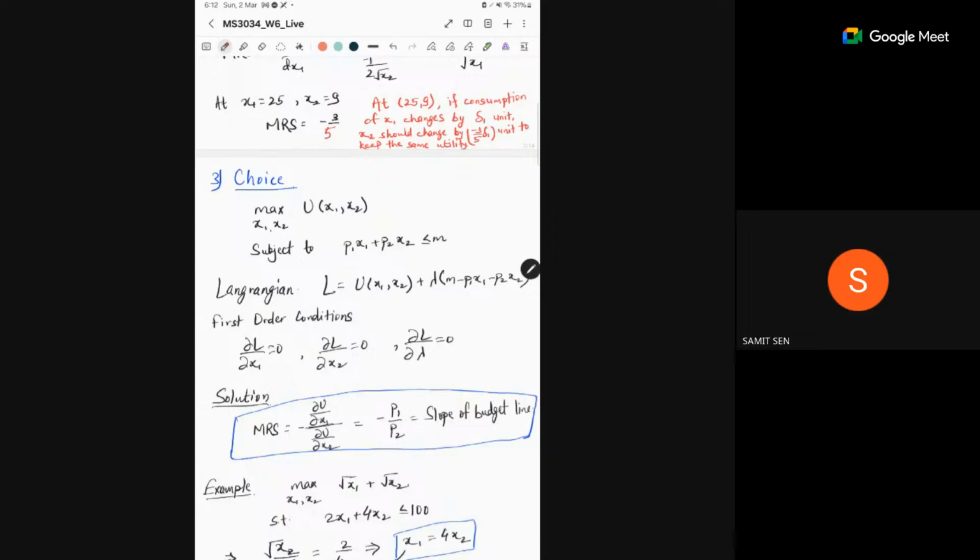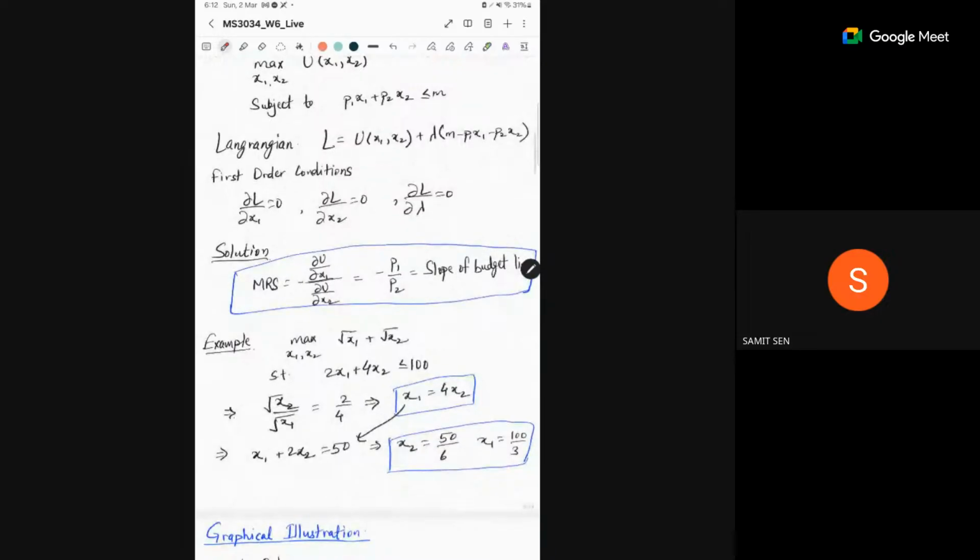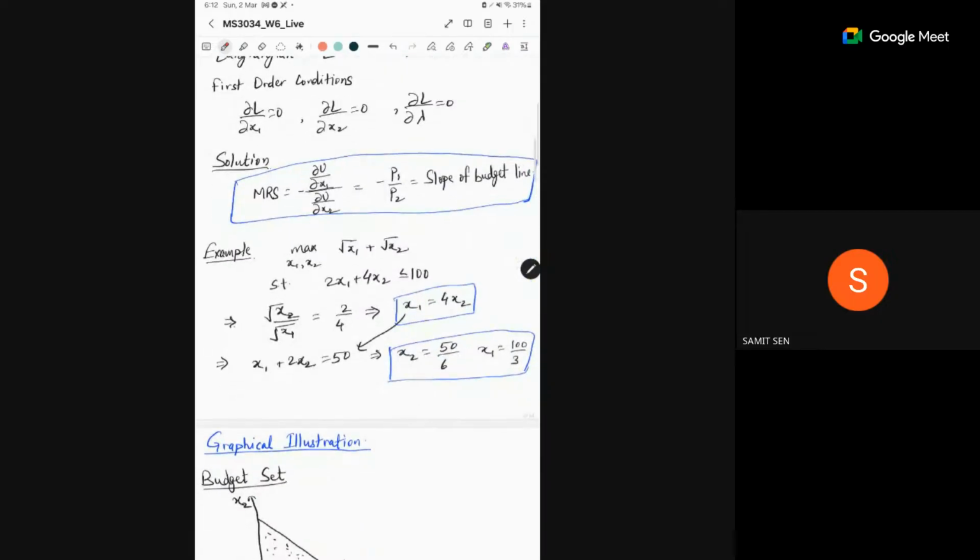We can use the Lagrangian method there. And from that, what solution do we get? The solution which we get is the marginal rate of substitution equal to the negative of the ratio of prices. That is, this will be my optimal point. Let's have a look at it graphically, and then we will discuss this numerical example.